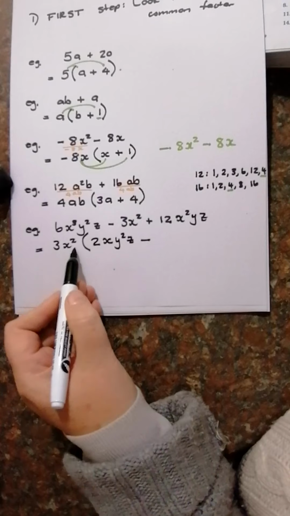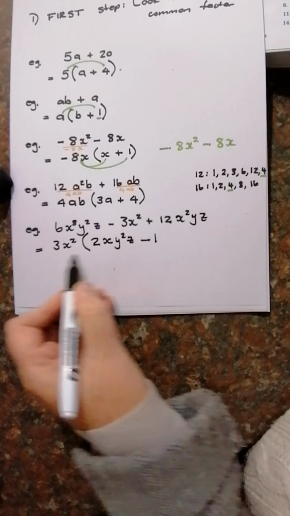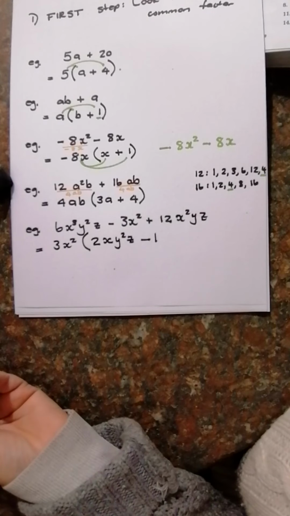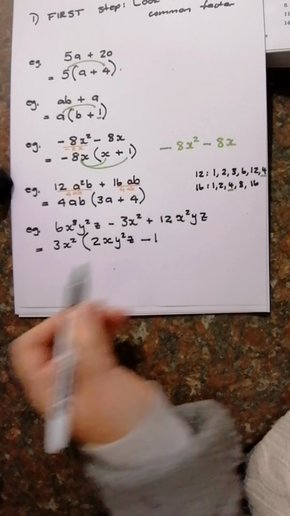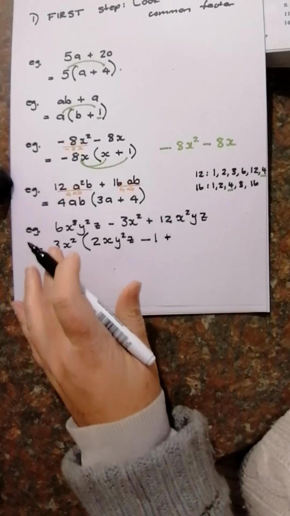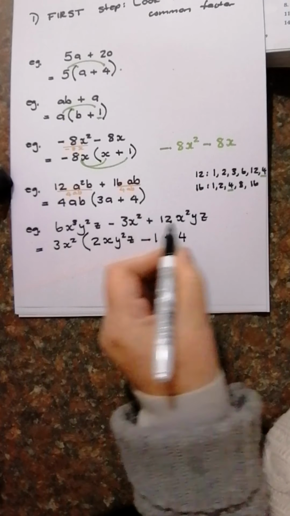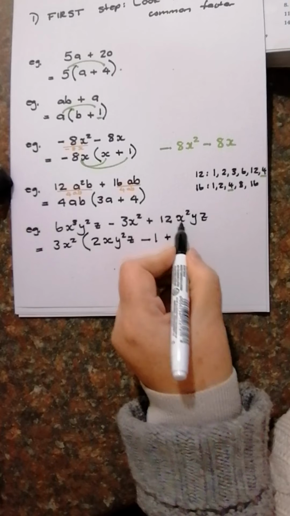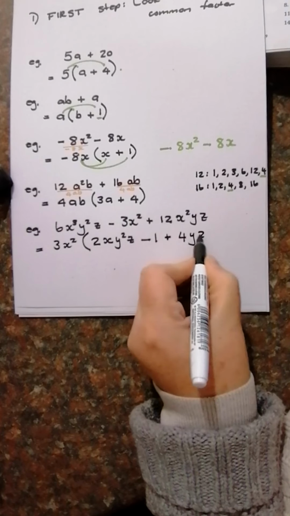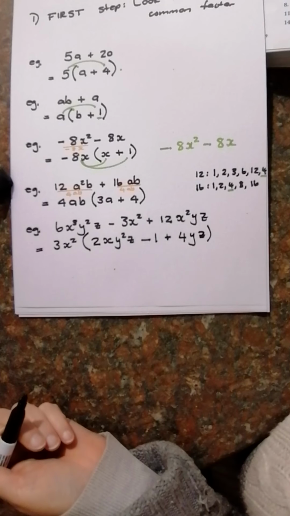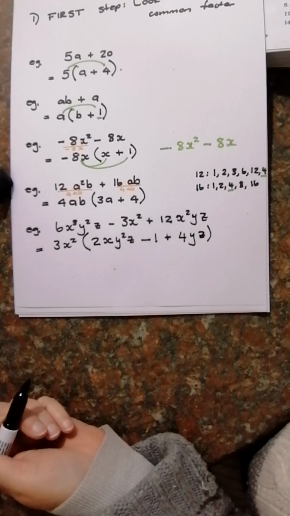Minus, I've taken out the 3, so I'm left with the 1. X squared I've taken out, x squared I've taken out, so it still stays 1. Okay? Plus 3 times what is going to give me 12? 4. X squared is taken out, so it's gone. But I'm still left with the y and the z. They do not add up or do anything because they are unlike.